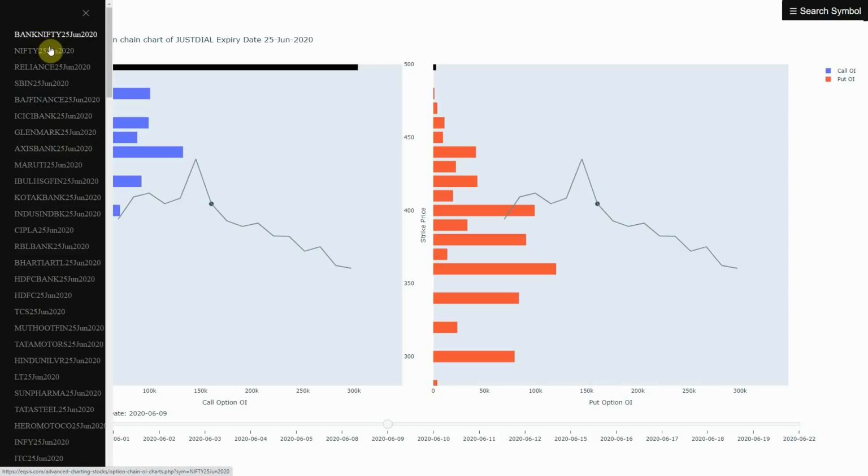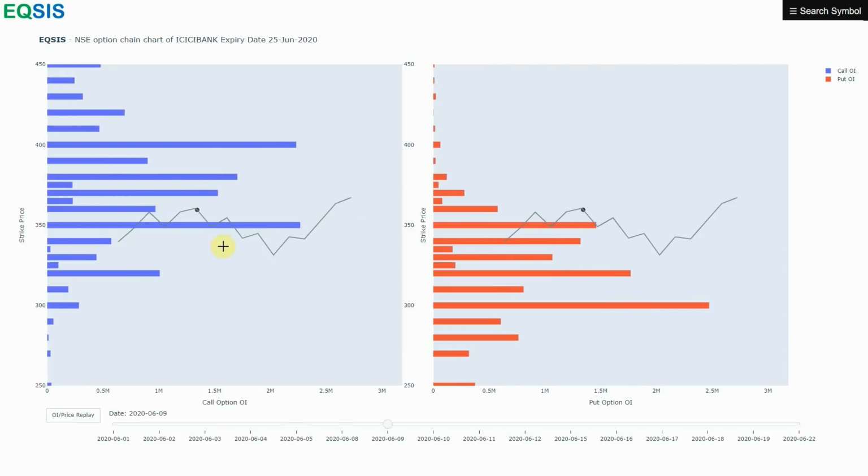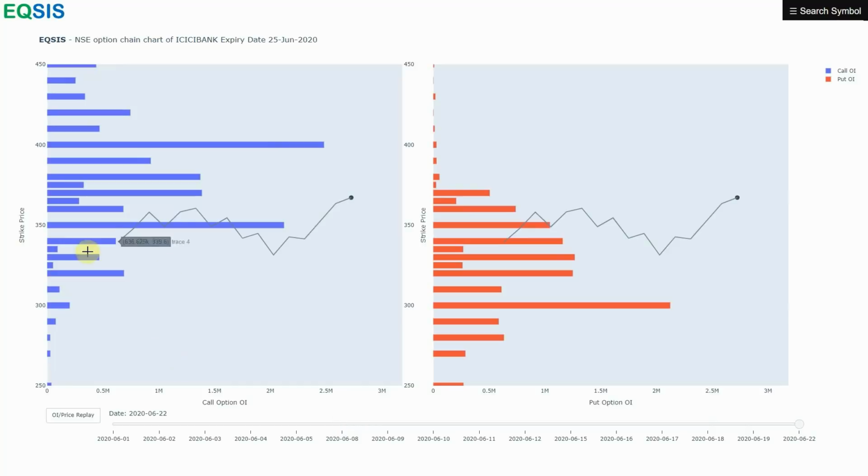So I see Bank Nifty, and it comes with the expiry price as well. Reliance, SBI, and Bajaj Finance. Let's say I am interested in ICICI Bank. You can take anything. So what exactly is happening here? See, this browser is actually scrolling day by day, and it is correspondingly changing the open interest.